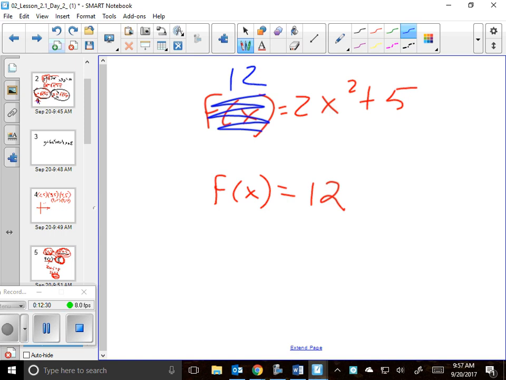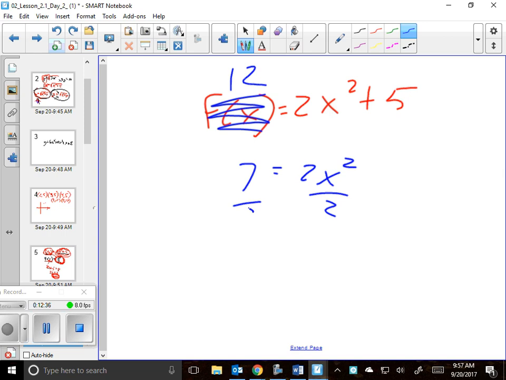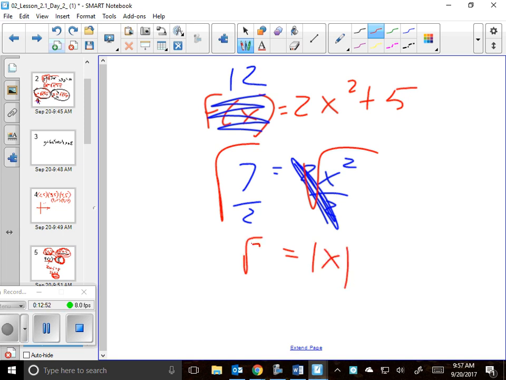And then I'm solving. Subtract 5 from both sides, and I get 7 equals 2x squared. Divide by 2, divide by 2. 7 halves equals x squared. Can I just stop right there? No. What should I do next? Square root. What's the square root of x squared? Is it x? No, it's not. What is it? The value of x is root 7 over 2.